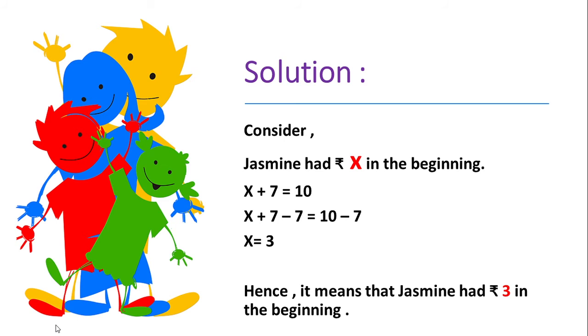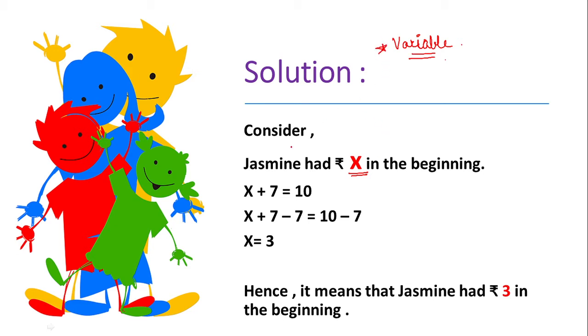Now children, initially Jasmine had some amount, and just now we learned that if we don't know the value, we have to use a variable. And what is a variable? A variable is a thing whose value is not fixed. Here we did not know the amount she had initially. So what will we say? Jasmine had rupees X. Now what is X? X is an alphabet. That is, it is a variable.